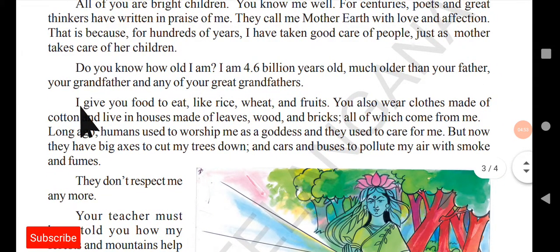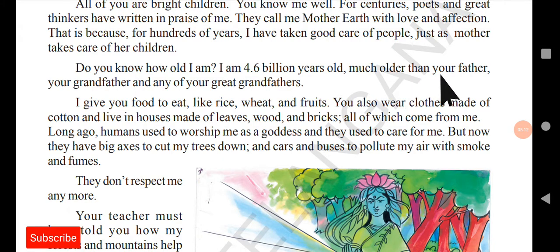Do you know how old I am? I am 4.6 billion years old, much older than your father, your grandfather, and any of your great grandfathers. What is the age of Mother Earth? The age of Mother Earth is 4.6 billion years.